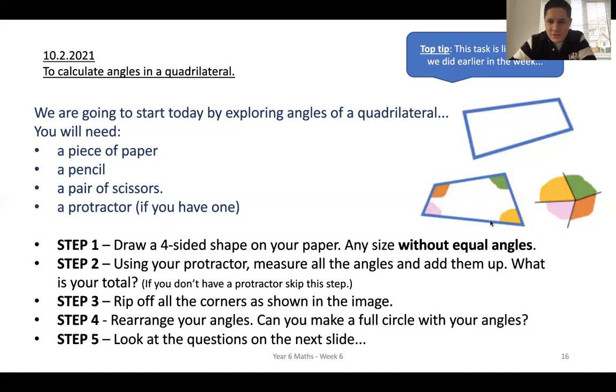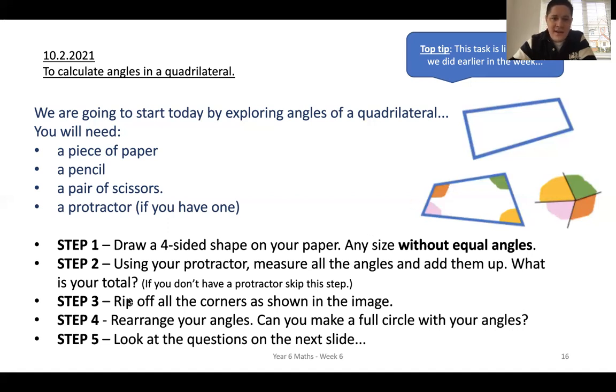Okay. So once you've added up your totals, have a think, how does that link to what my total was for a triangle? How many triangles could I make out of my quadrilateral? You should be thinking, it's double. So your angles inside your quadrilateral should have equaled 360.